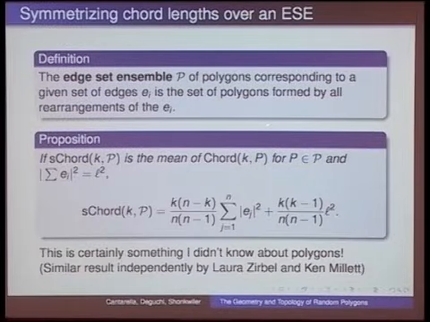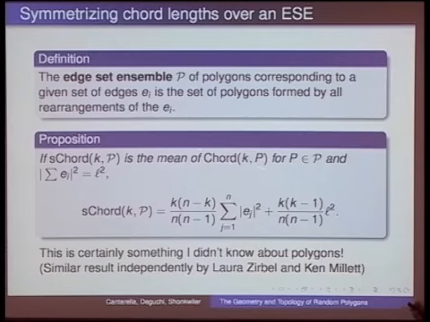Then you can observe that if you take all the polygons that I could construct from a given set of edges by rearranging them, and I take the average of this chord function over that finite ensemble, then in fact there's a really nice expression for the chord length, which is a sum of all the squared edge lengths, the squared length of the failure to close vector, and these quadratic polynomials in the number of edges you skipped and the total number of edges.